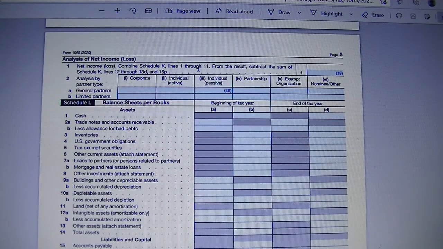So you'll have your loss on line 1, page 5 of Form 1065. And then that's pretty much the analysis of net income or loss. So you'll have to divide that amount between general partners and limited partners.